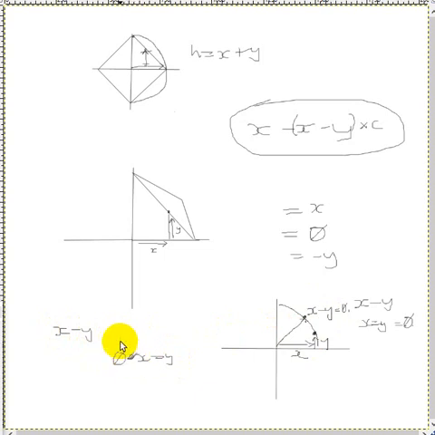Or if it was up here, 100 take 0, if y equaled 0, then x take y would be x. Or if x equals 0, it would be negative y. So if I go x take y from y equaling 0, x equaling 0, I get these limits out of it, these extents.